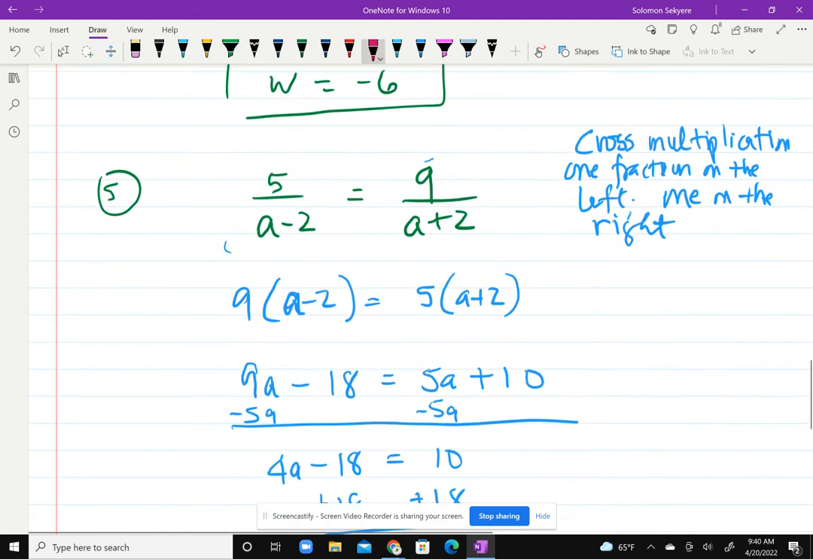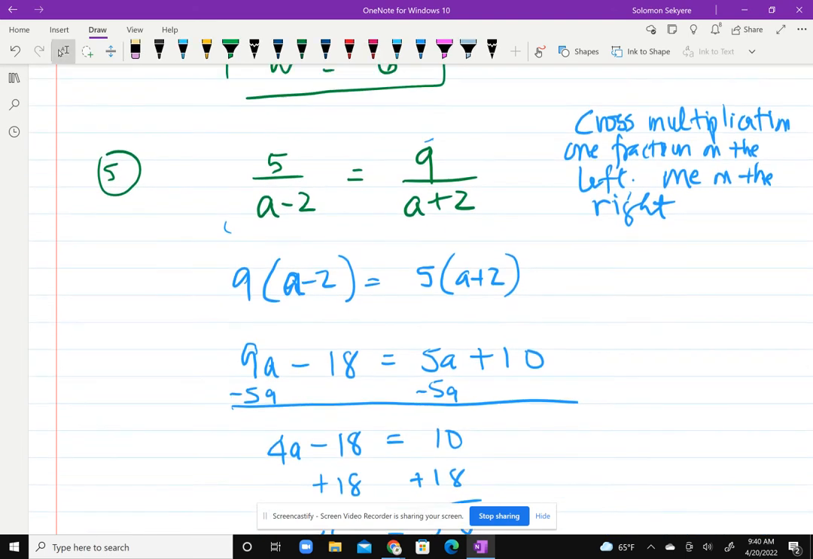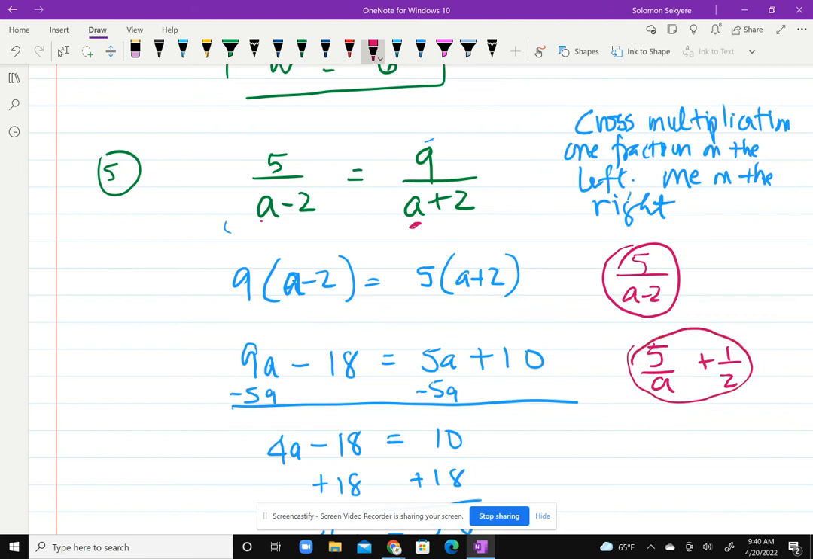Okay, and the final one I want to solve today is these rational equations. You have 5 over a minus 2 is equal to 9 over a plus 2. We want to solve for the variable a. Okay, so you see 5 over a minus 2 is one term, it's together. If you have 5 over a and then let's say 1 over 2, these are two terms, okay? You cannot do cross multiplication. You cannot do that.